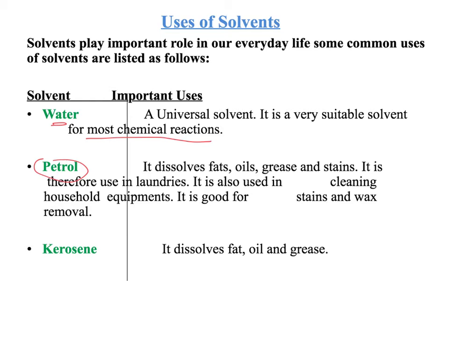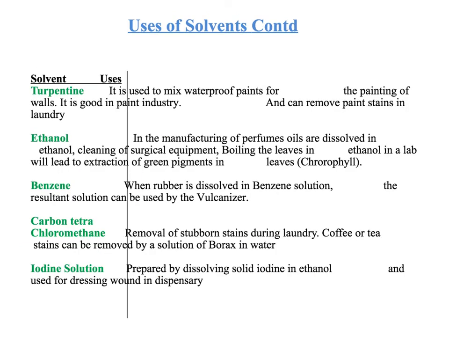Petrol dissolves fats, oil, grease, and stains. It's used in the laundries for washing clothes. It's also used for cleaning household equipment, because it can remove stains and wax. Kerosene dissolves fats, oil, and grease, and is also used in the laundries. Turpentine is used to mix waterproof paints for the painting of walls. It's also good in the paint industry. It can also be used to remove stains of paint in the laundry.